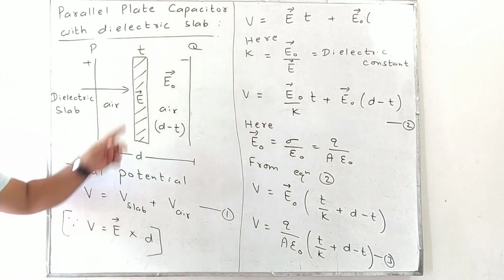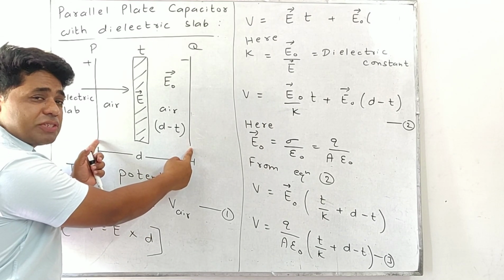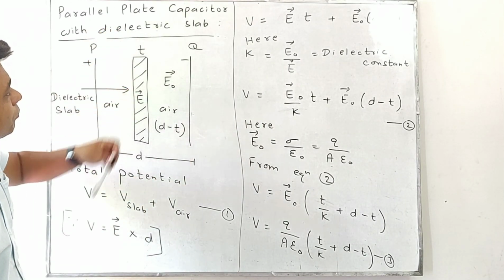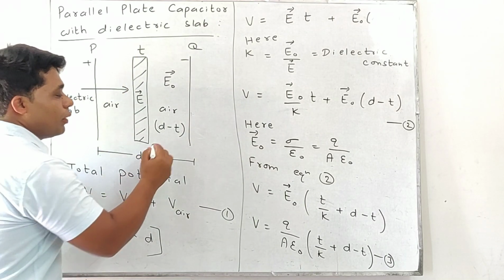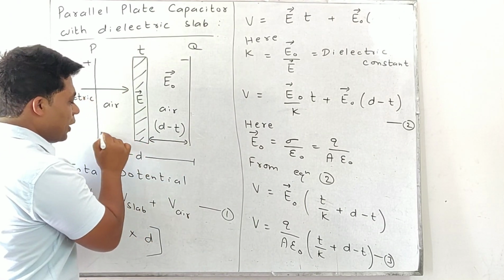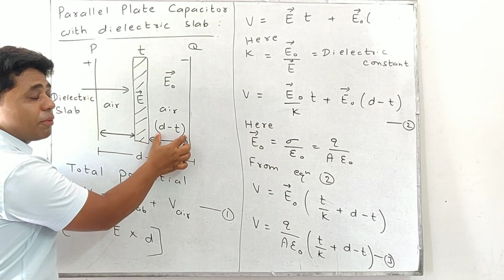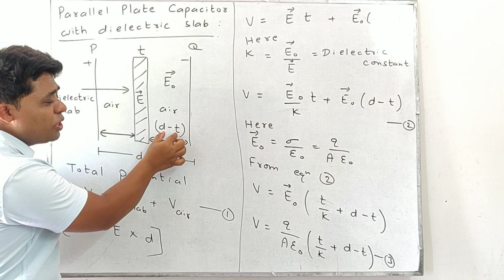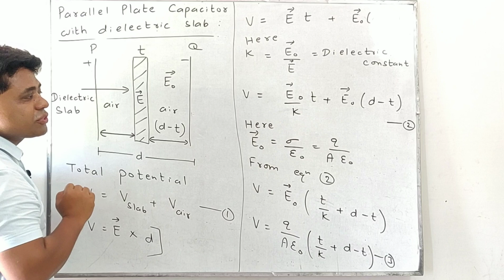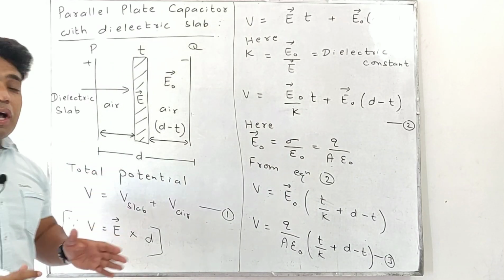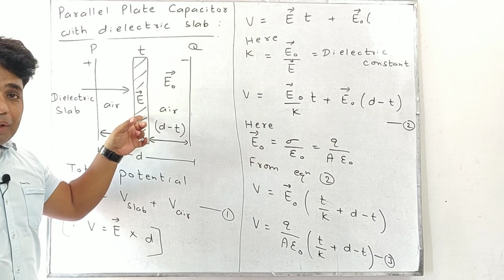This is of thickness T. Actually, D is the separation between the plates. When we insert a dielectric slab of thickness T, in that condition, the thickness of air, this plus that, remains D minus T. So D minus T is the thickness of air, while T is the thickness of slab. Here we are having two types of medium, air and dielectric medium.